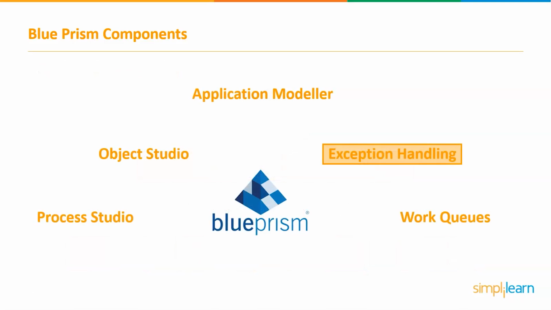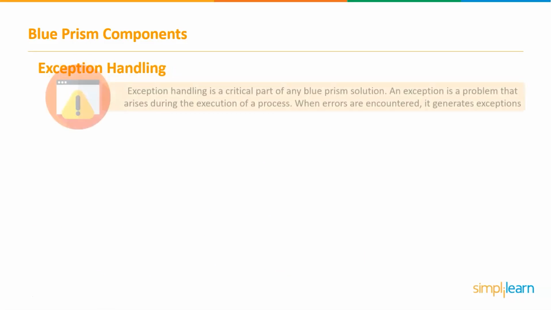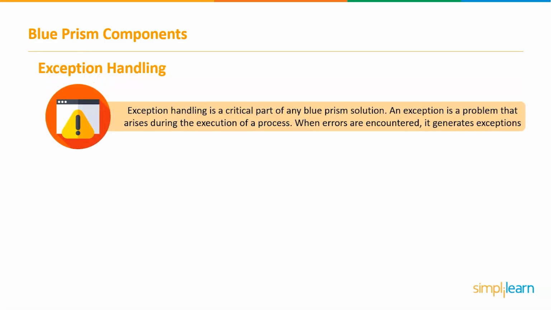The next component is exception handling. The managing of exceptions in unattended automation is defined as exception handling. It ensures that faults can be automatically fixed if possible, or that they are easily identified and repairable by system administrators, or they can be forwarded for human completion if necessary. Exception handling success is determined by how well it is implemented throughout the development. Exception handling is a critical part of any Blue Prism solution. An exception is a problem that arises during the execution of a process. When errors are encountered in Blue Prism, it generates exceptions.